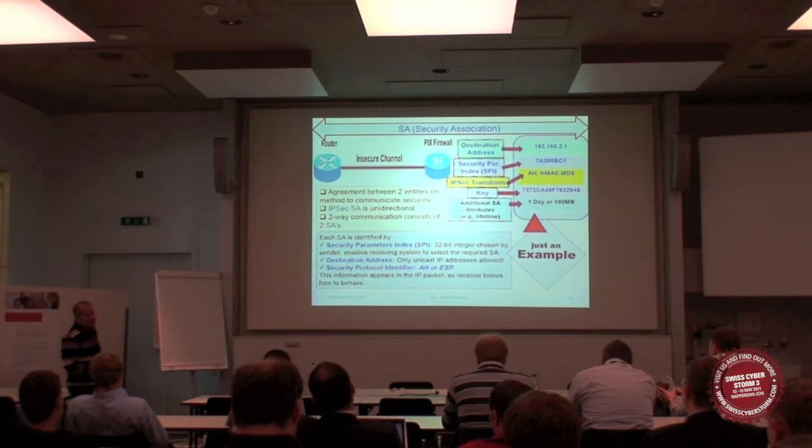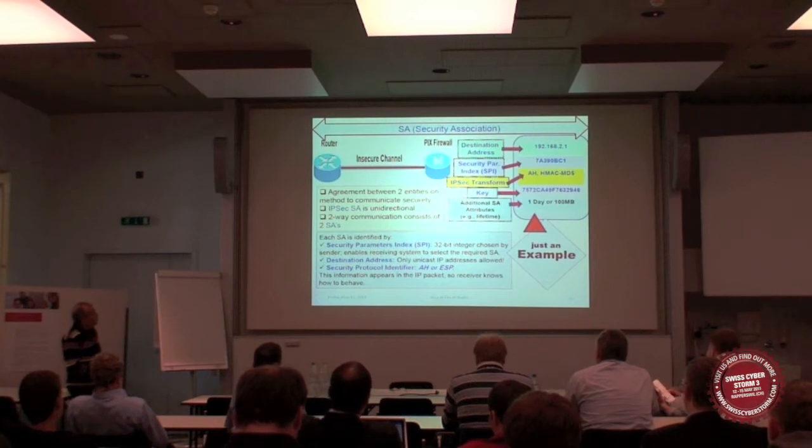Now, the security association. This is a basic thing for IPv6 security. Here, basically, we have a router and a firewall and an insecure channel. So it's an agreement between two entities on a method to communicate securely. The IPsec security association is unidirectional. That means we need two SAs for two-way communication.